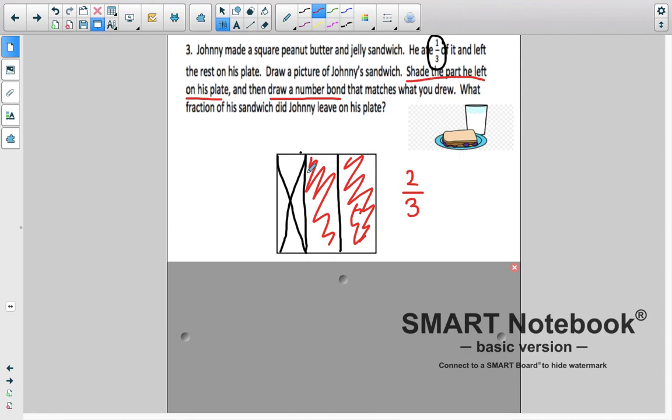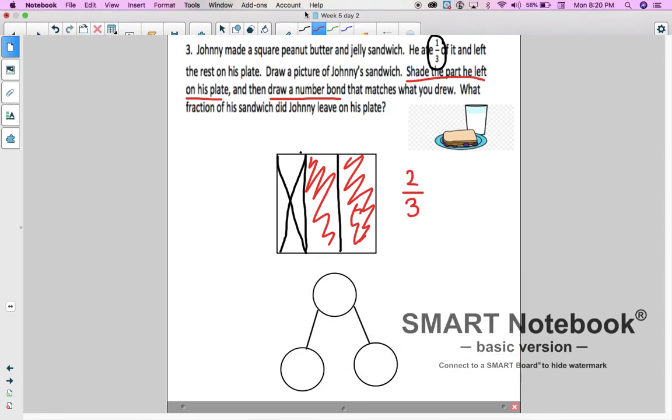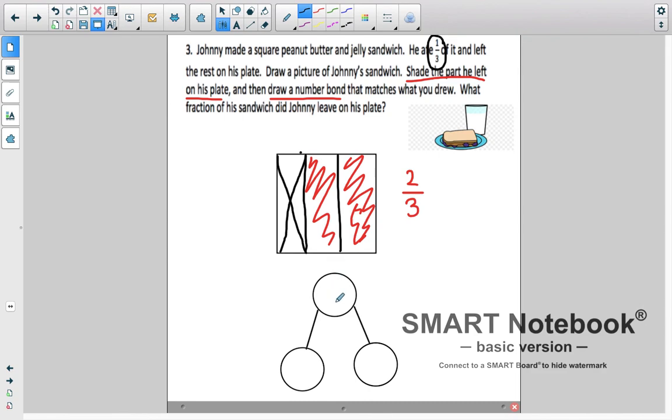All right. Now, the second part is we need to draw a number bond to match the picture. So, if we remember, what is the number that's going to be on the top? Always 1, because that represents the whole entire shape. Good. Now we can fill in our number bond. So we know that he ate 1/3 of his sandwich. And then how much did he leave on his plate? What fraction was that? It was 2/3.